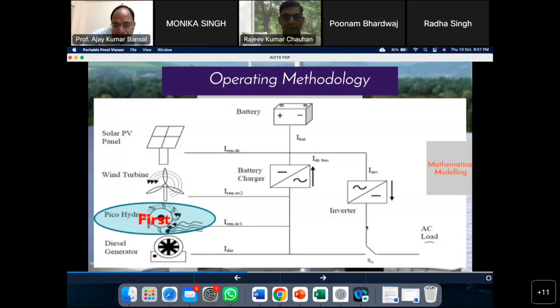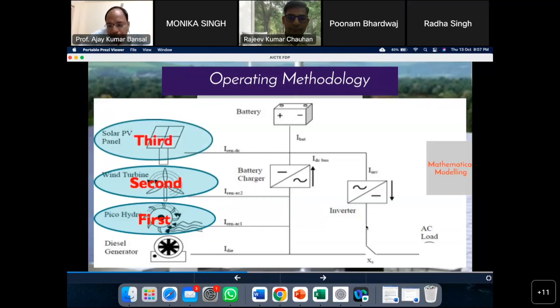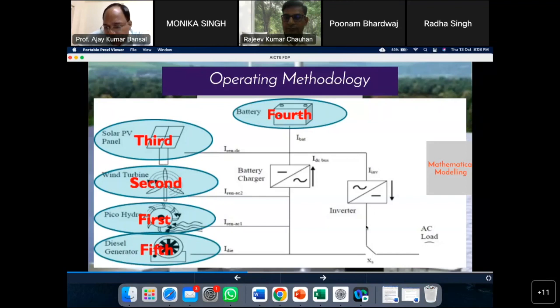energy to the load, and if the hydropower plant is not capable of supplying the load, then we will use the wind turbine for generating electricity, and these two will supply the load requirement. If these two are also not able to supply the load, we will use the solar PV panel for supplying the electricity. If these three are also not able to supply the load, we will use the battery. And if these four are unable to supply the load, then only we will use the diesel generator. So the diesel generator is the last source of energy, used only if all other methods of energy generation are not able to supply the requirement.